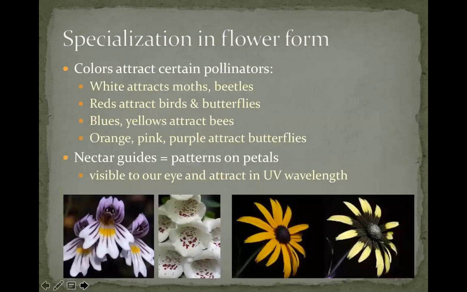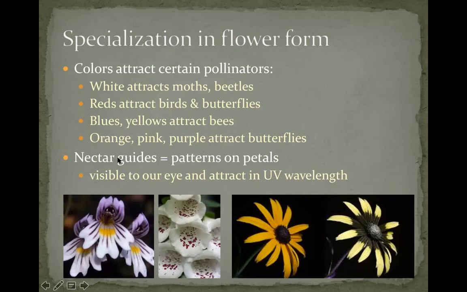Now, in terms of colors, white will typically attract moths and beetles. Reds will typically attract birds and butterflies. Blues and yellows are typically for bees, but like I said, bees will pretty much pollinate anything. Orange, pinks, and purples will also typically attract butterflies. Reds are also very commonly pollinated by hummingbirds as well.